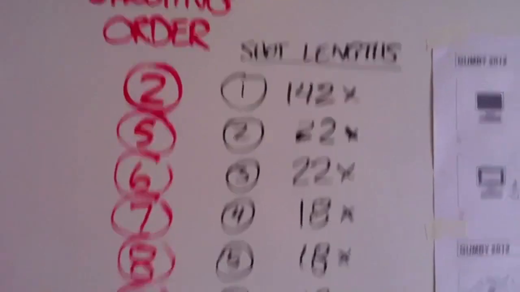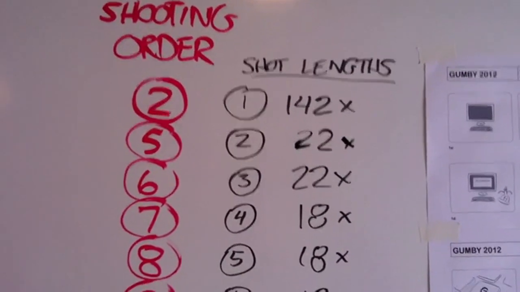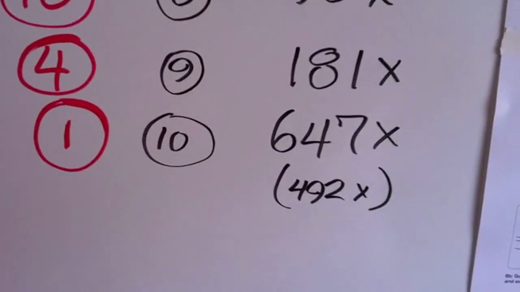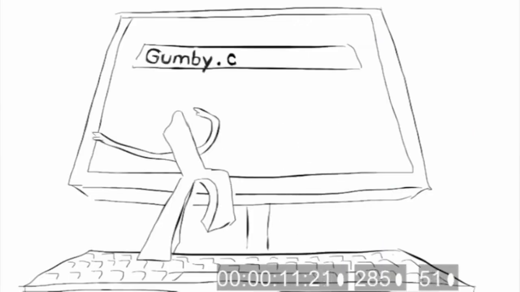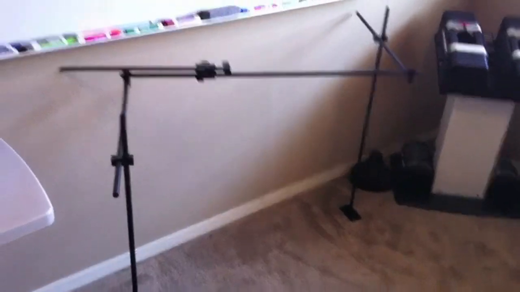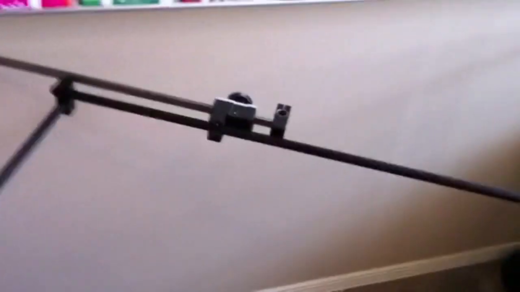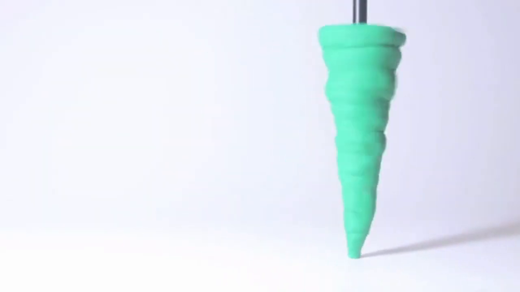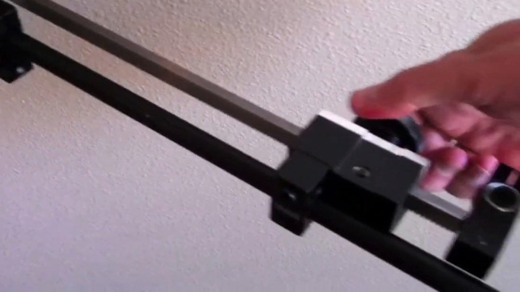So I have all the shots broken down here into shot lengths and shooting order. So first shot is shot 10, 647 frames. I've got the computer screen that will be used later when Gumby is doing a little tap dance on the keyboard. Got a rig for the tornado. Done one tornado test. I've got this really great winder rig. So let's go into the studio now.